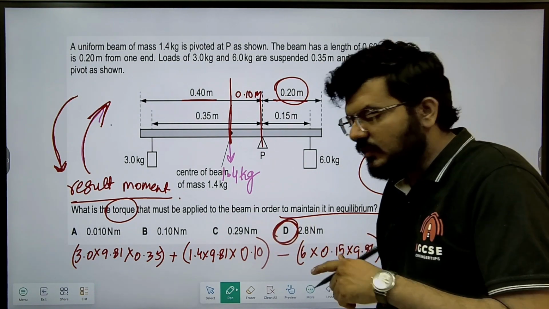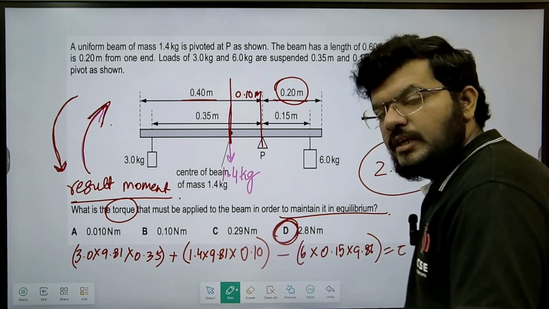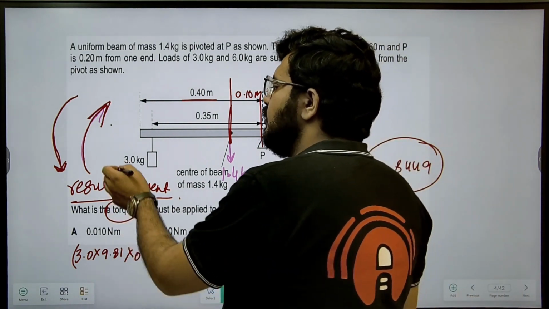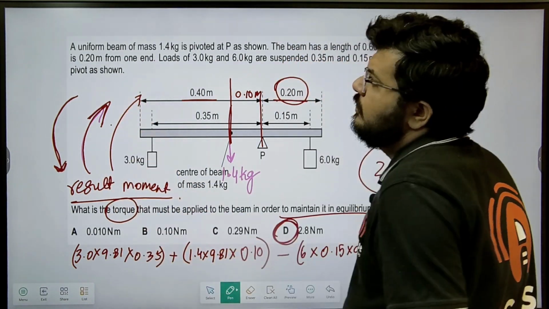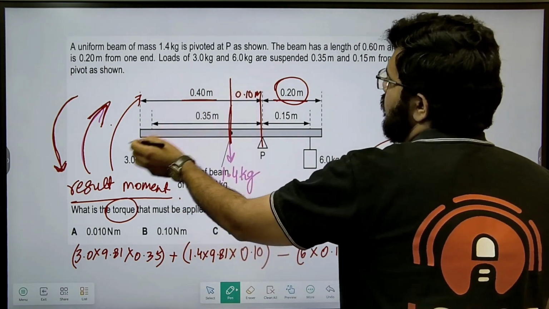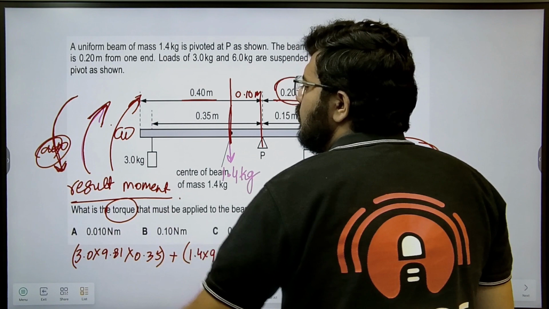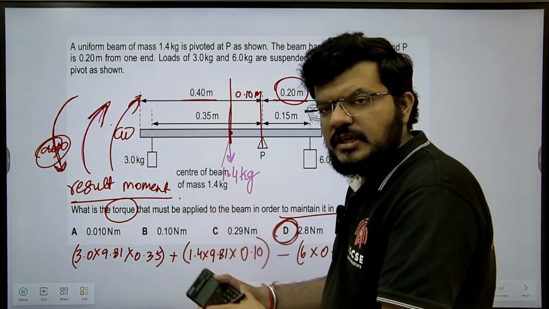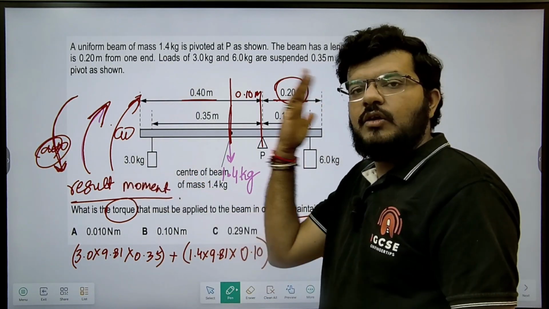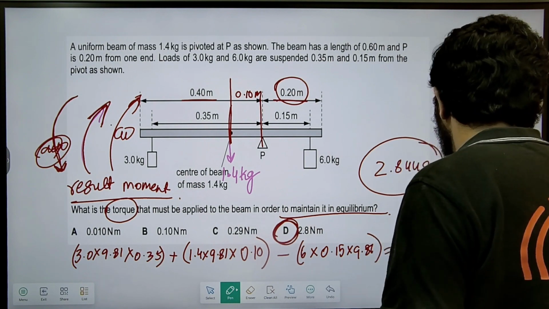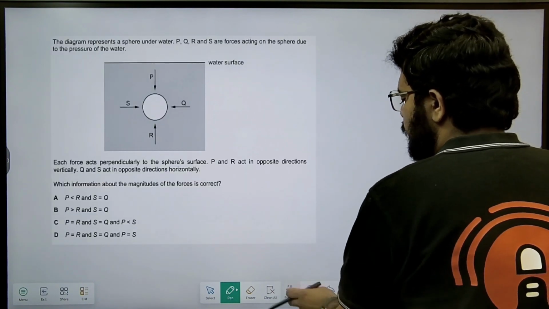Now if it was asked what direction should you give this resultant torque, it is anti-clockwise. Okay, this is clockwise and this is anti-clockwise, right? So actually it is anti-clockwise. What I should do, give a torque in clockwise direction. So that's your answer.